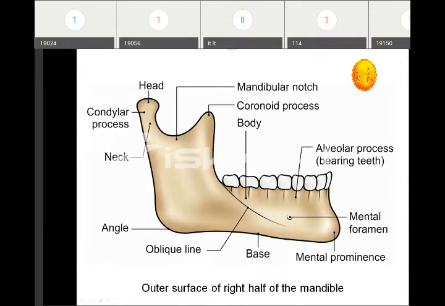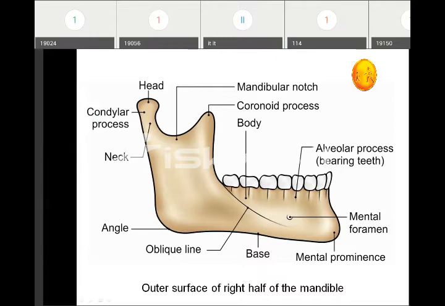I am again repeating the outer surface, the external features of the ramus. It is a quadrilateral plate. Just imagine one quadrilateral plate standing vertically in your mind. It has a lateral surface, a medial surface, and 4 borders. The superior border is thin and it is notched. That notch is known as the mandibular notch.